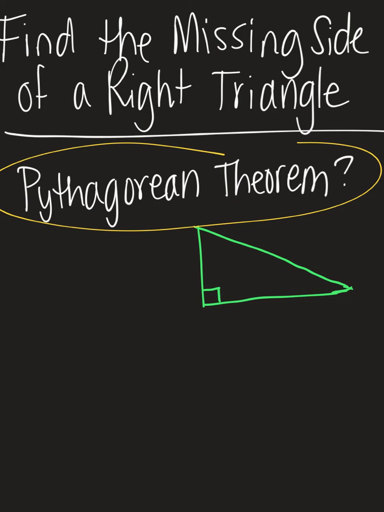Now, really quickly, pause this video and write down the Pythagorean theorem in that spot on your notes. You should have written down a squared plus b squared equals c squared. Now, if you recall from a previous lesson, we talked about what a, b, and c are. A and b are both the legs. They are the sides that form that right angle.